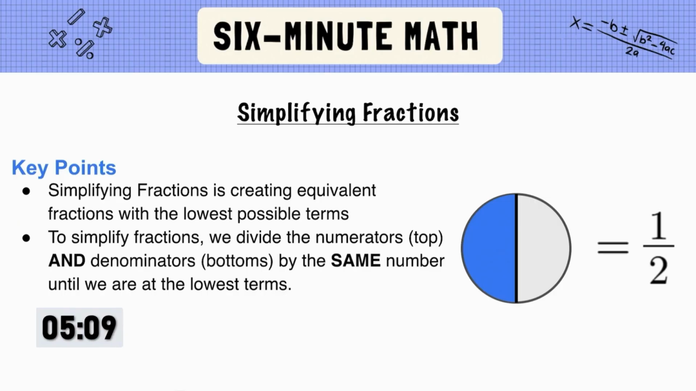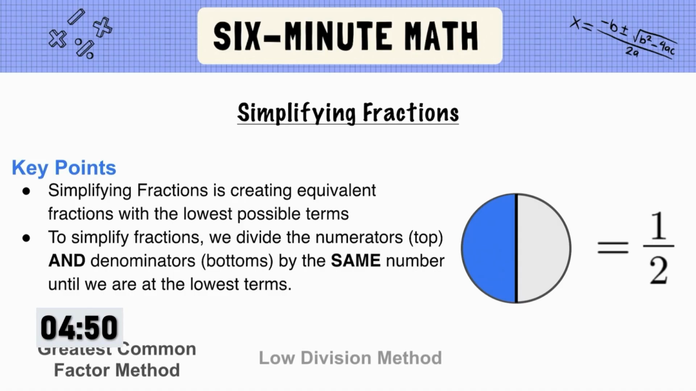To simplify fractions, we are going to divide the numerator and denominator by the same number until we're at lowest terms. We can do this in one of two methods, both of which I will show you here today. We can use the greatest common factor method or the low division method. So let's see some examples.